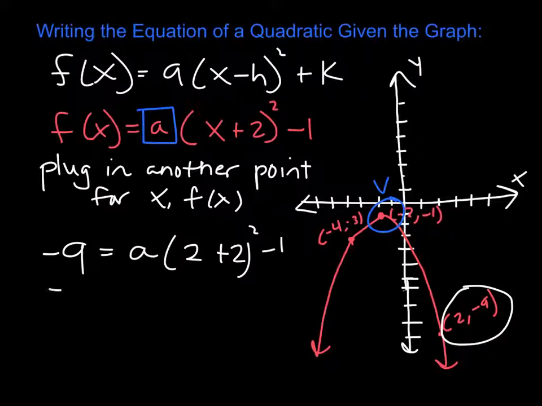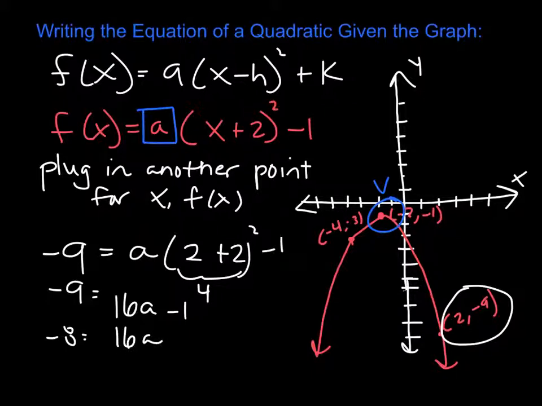So I'm going to get -9 equals, this is going to give me a 4, so squared gives me 16, so I've got 16a - 1. Let's keep solving this. I'm going to add that 1 over and have -8 equals 16a. So a is -1/2.